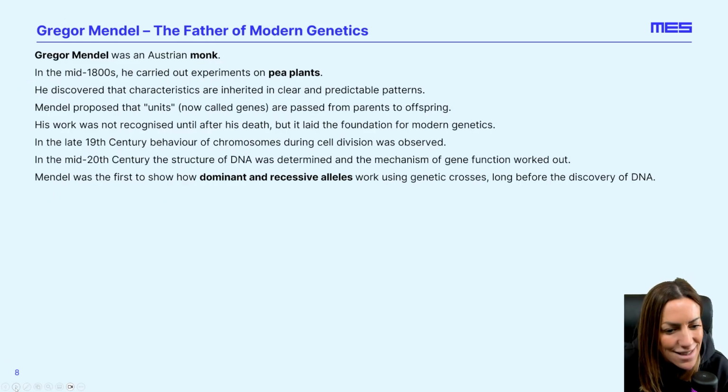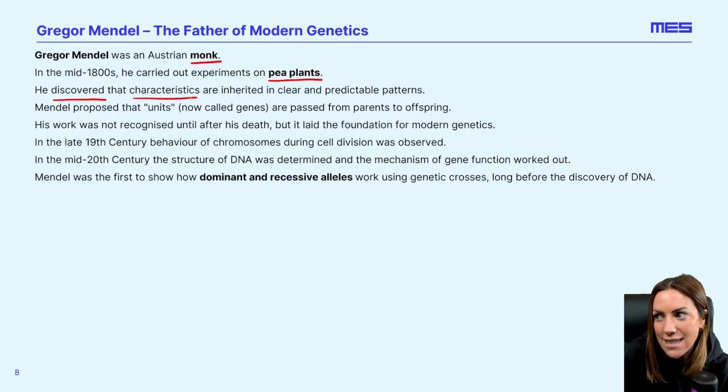Right. What else do we have to do if we're triple science? We have to do a little bit more about inheritance. We have to look at someone called Gregor Mendel. Now, Gregor Mendel was not actually a scientist. Gregor Mendel was a monk. And in the mid-1800s, he did loads and loads of experiments on pea plants, lots of breeding experiments on pea plants. And we call him the father of modern genetics because even though we didn't know about DNA or genes or alleles back then, with his experiments, he discovered that characteristics are inherited in clear and predictable patterns.